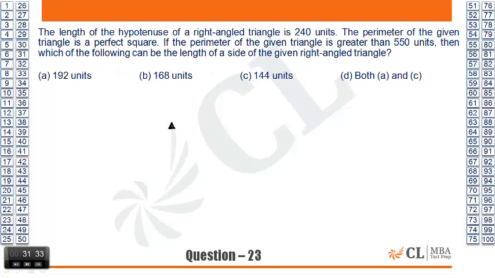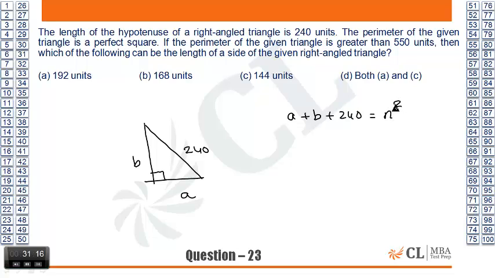Let's do this. The length of the hypotenuse of a right angle triangle is 240. This is very good. The perimeter is a perfect square. So that means A plus B plus 240 is some perfect square. If the perimeter of the given triangle is greater than 550, so it's a perfect square greater than 550. That itself is very complicated. Then which of the following can be the length of a side of the given right angle triangle?